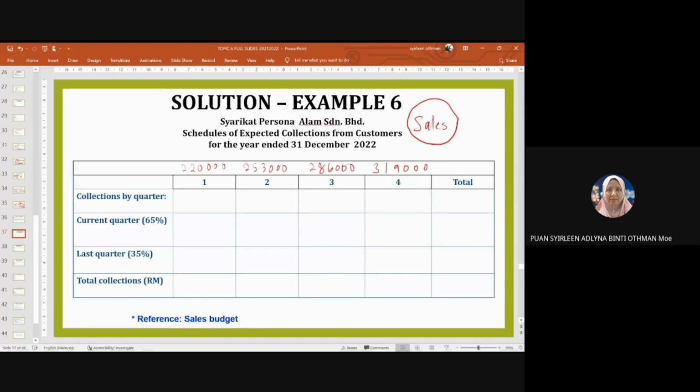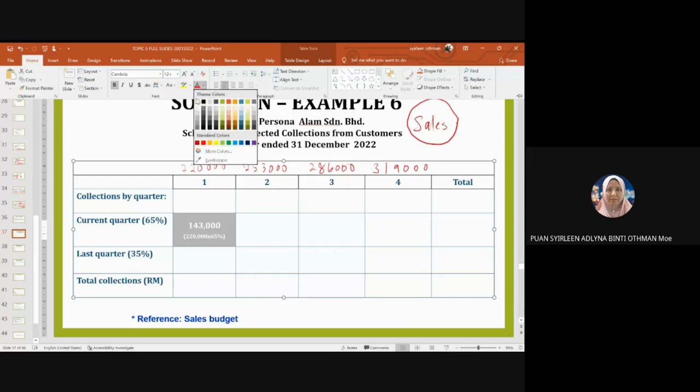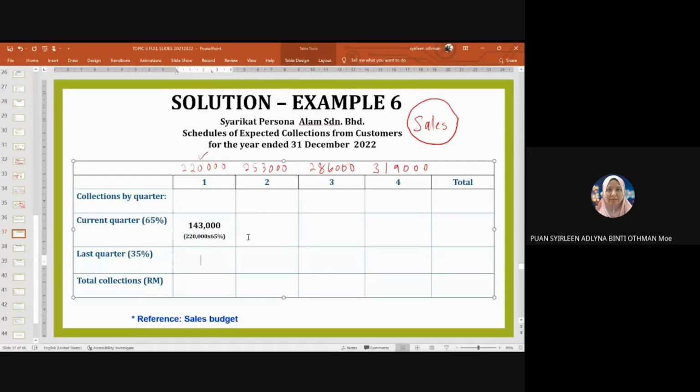Okay, the first quarter kita akan bayar 65% dari ini. Okay, so your 65% daripada 220,000 ialah 143,000. Okay. Nampak kan? Dekat bawah tu ada letak pengiraan. This is actually 65% from 220,000. Okay. The second payment is made next quarter sebanyak 35%.